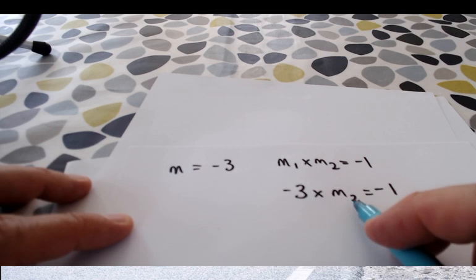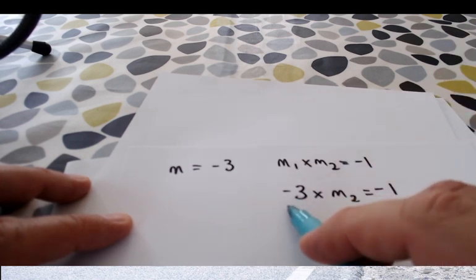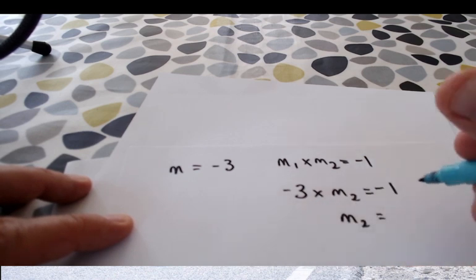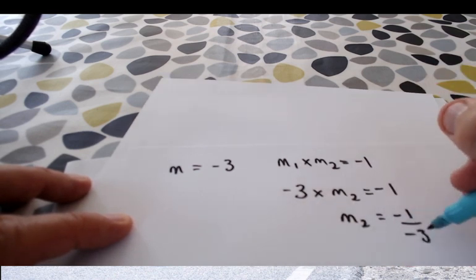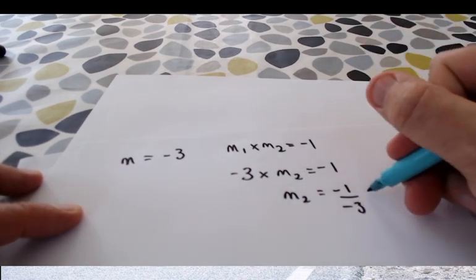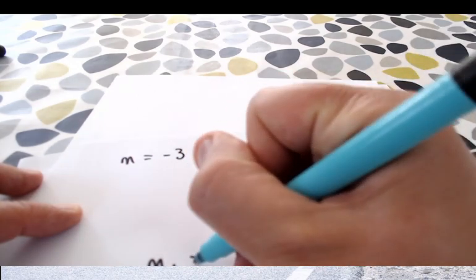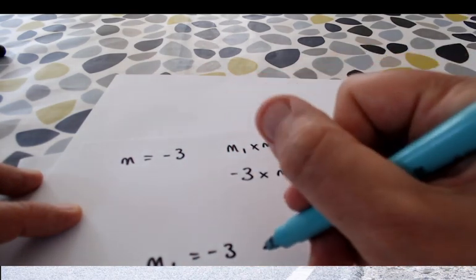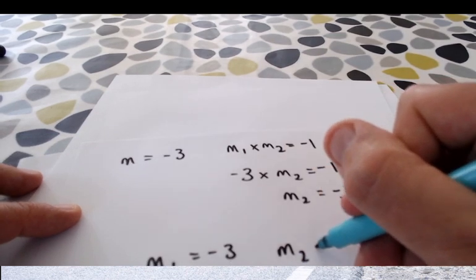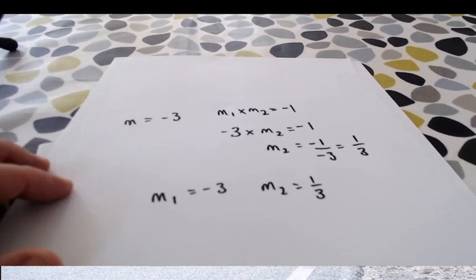How will I get this gradient by itself? That's what you're going to have to work out. Get it by itself, get rid of the minus 3, it's multiplying on this side, take it to the other side, it would be dividing. So the gradient of my other line is going to be minus 1 over minus 3, that's going to be a third. So if we have a line which has a gradient of minus 3, the perpendicular gradient to that will be 1/3. They go together in a little partnership.